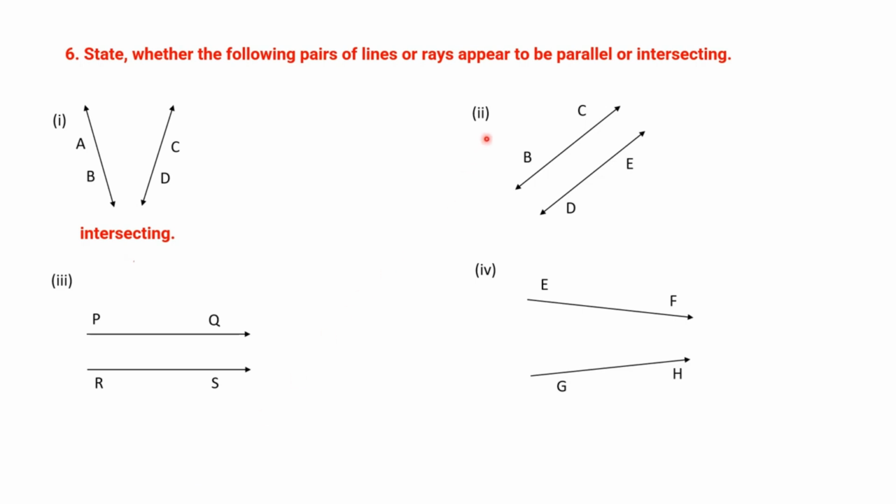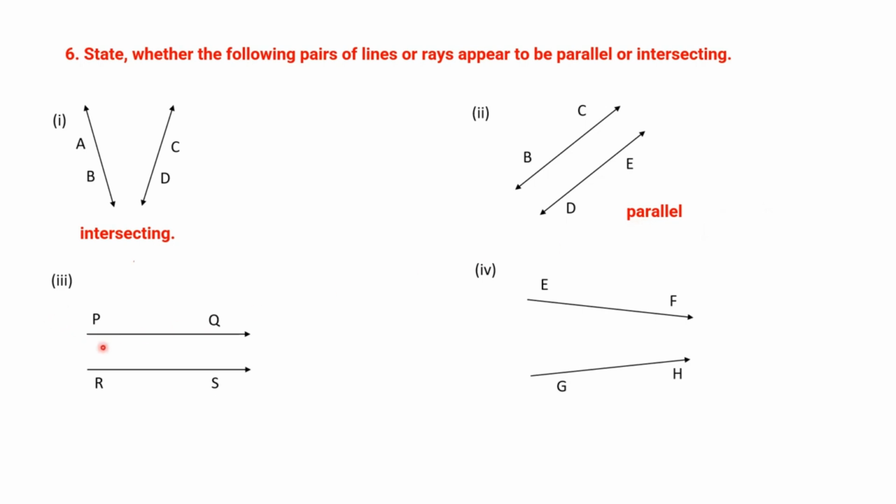Let us look at question 2. Here we have two lines. Okay, you can see BC and DE are the names of the two lines. Now, even if I extend them on this side, they will not meet. If I extend them this side below, they will not meet. So two lines that will not meet are called parallel lines. So these are parallel lines.